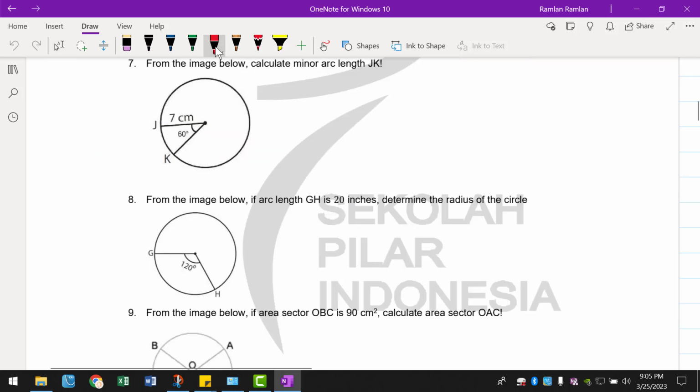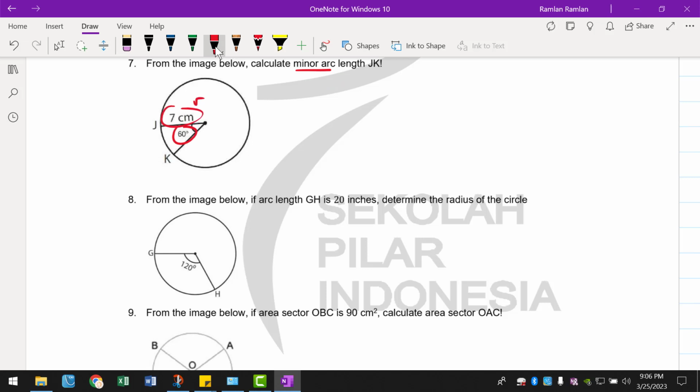Okay, moving on to number 7. From the image below, calculate minor arc length JK. If I say minor, it means the smaller one. Remember, we have 2 arcs, this one and this one over here. If I say minor, it means the smaller one, and the smaller one is over here. If the question is a major arc, you're using this arc, and you first find this angle over here before you calculate using the formula. In here we have the minor arc, meaning we're going to use this angle here, 60 degree, and this is the radius.